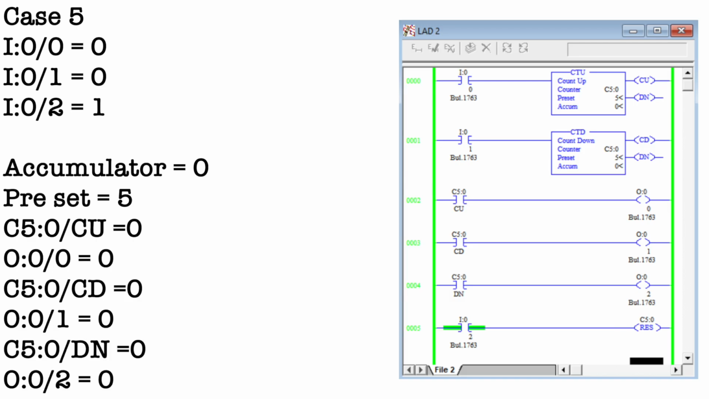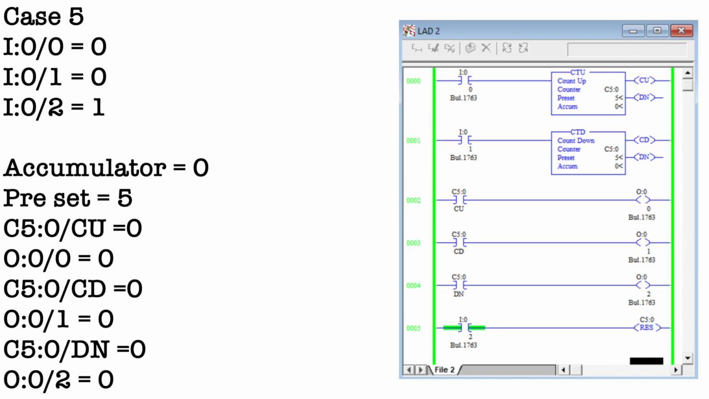When I press my last switch, that is I:0/2, which is connected to the reset button of my up counter and down counter, you can see here, when I press my last switch, that is I:0/2, it resets both the counters, and you can see here the accumulator value goes to 0 for the up counter as well as for the down counter.